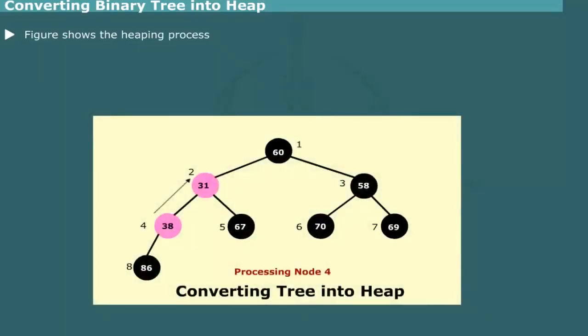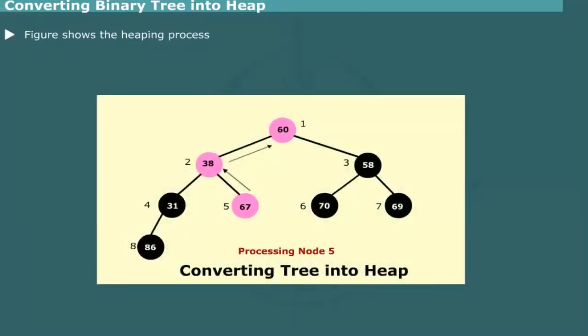Then, node 4 is considered. It contains element 38, which is larger than the element 31 in the parent node. Thus, 31 and 38 are swapped. Next, node 5 is processed. It contains element 67. 38 and 67 are swapped. Node 2 now contains 67, which is larger than 60 in the parent root node. Thus, 67 and 60 are exchanged so that element 67 moves to the top.